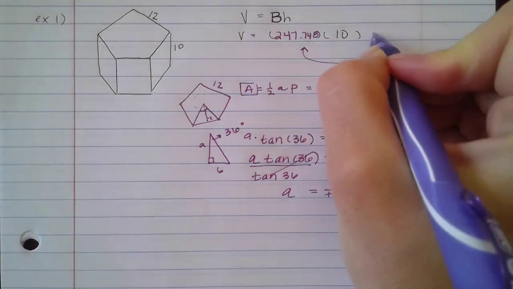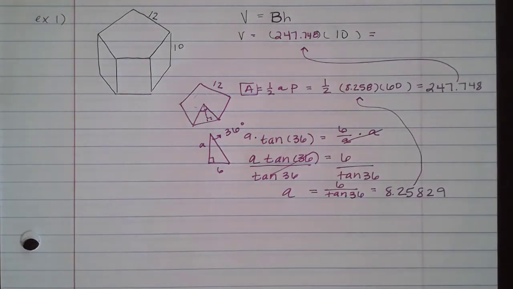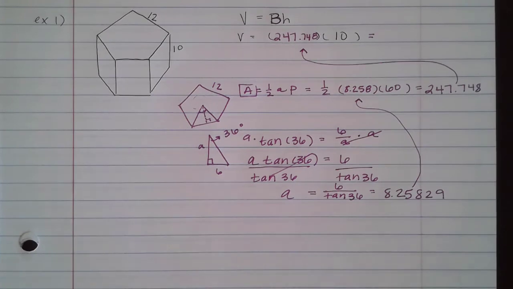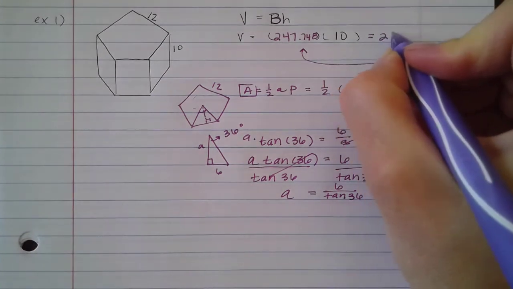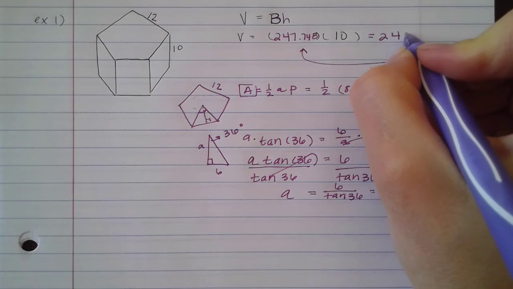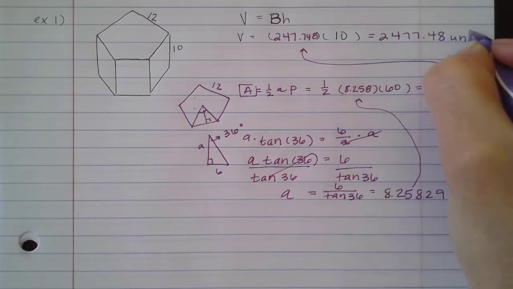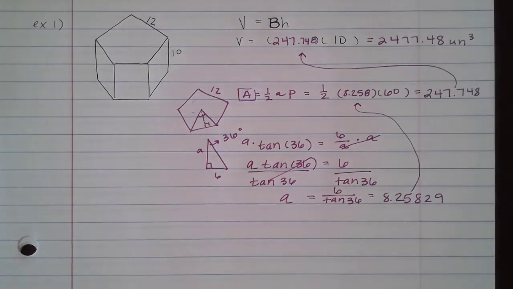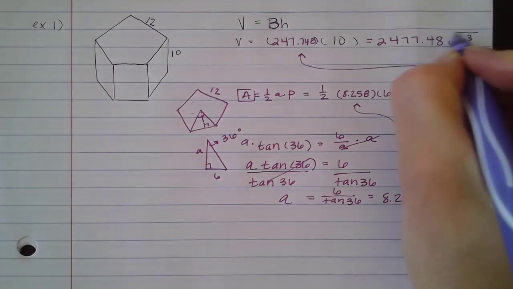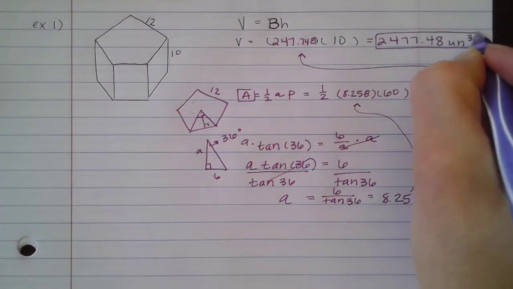247.748. We'll times that by 10. I don't even need a calculator to do that. I'm just going to move over my decimal 1. And I get 2,477.48 units cubed, because we are talking about volume, so you want to have units cubed. And that would be your final volume.